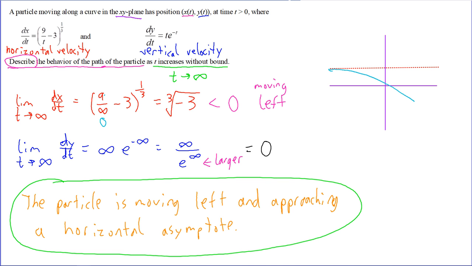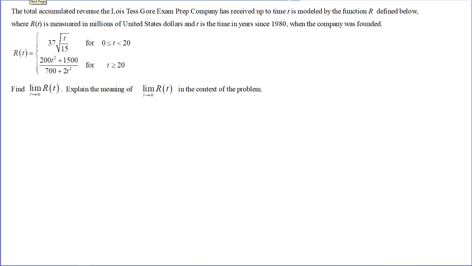Okay. All right, let's take a look at one more here. So this one is an applied one of these limits at infinity. So it says the total accumulated revenue the lowest test score exam prep company has received up to time t is modeled by the function r defined below. Okay. And r of t is measured in millions of United States dollars, and t is the time in years since when the company was founded. So we've got a piecewise function, and it says find the limit as t approaches infinity of r of t.